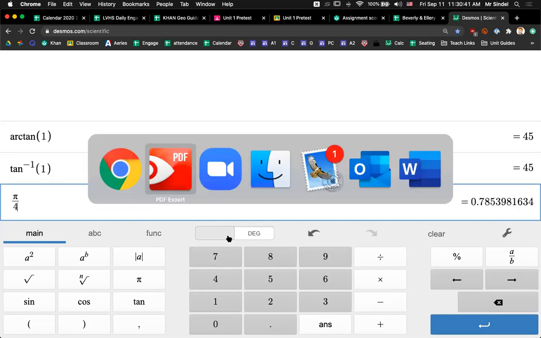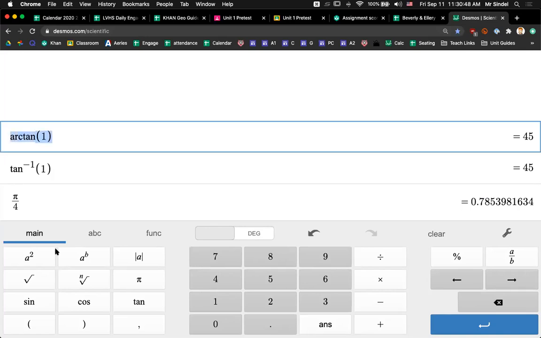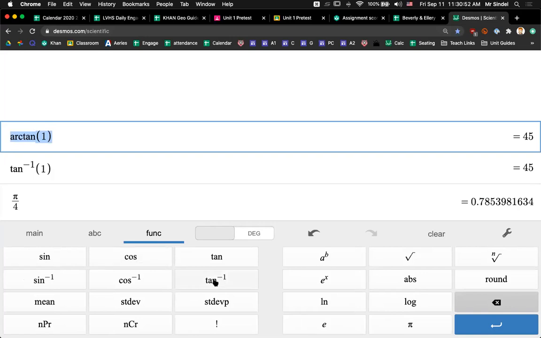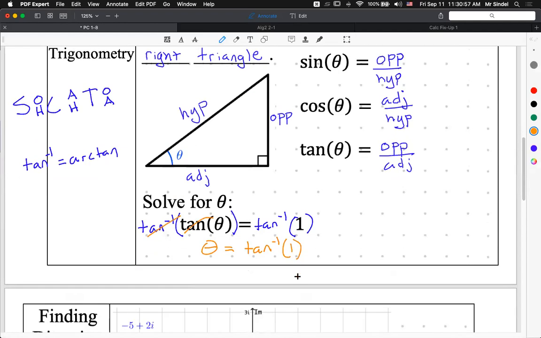Cool. So that's how you do it on the calculator. Use the desmos.com/scientific calculator because it makes it really, really nice. And I would probably use this one because you can type it in really quickly. Or you could just find the functions button and come over here to this arctangent button if you don't like typing. Switching back to the notes, let's go on to the back side of the notes.